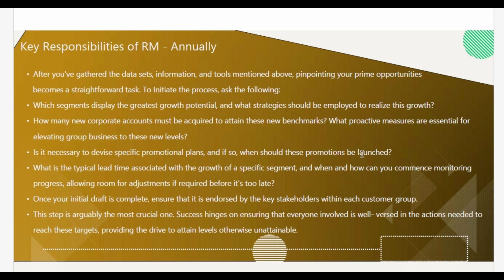Once your initial draft is complete, ensure that it is endorsed by the key stakeholders within each customer group. So you need to discuss all of this with your sales team once you have the initial draft ready, so that they are in line with the targets you have set, and what as a revenue manager you are going to achieve. You need to keep the other relevant departments in the loop, so they are well aware of the objectives and targets you are setting for the next year, so that they put in their efforts, which will ultimately help you achieve what you are required to achieve at the end of the year. This step is the most crucial one, as success depends on ensuring that everyone involved is well versed in the actions needed to reach these targets, providing the drive to attain levels otherwise unattainable.